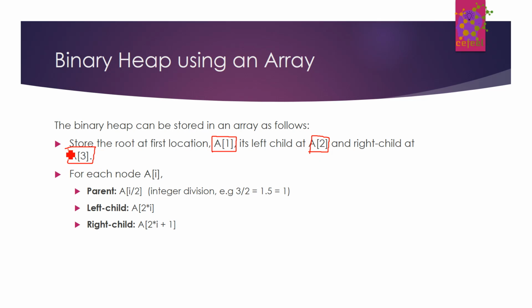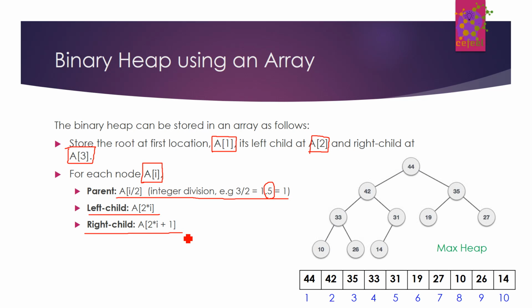So in general, if we take any node A[i], how can we get its parent or a child? The parent is located at i by 2 using integer division, which means the decimal points are ignored. So 3 by 2 is 1. The left child is located at 2 times i, and the right child is located at 2i plus 1.